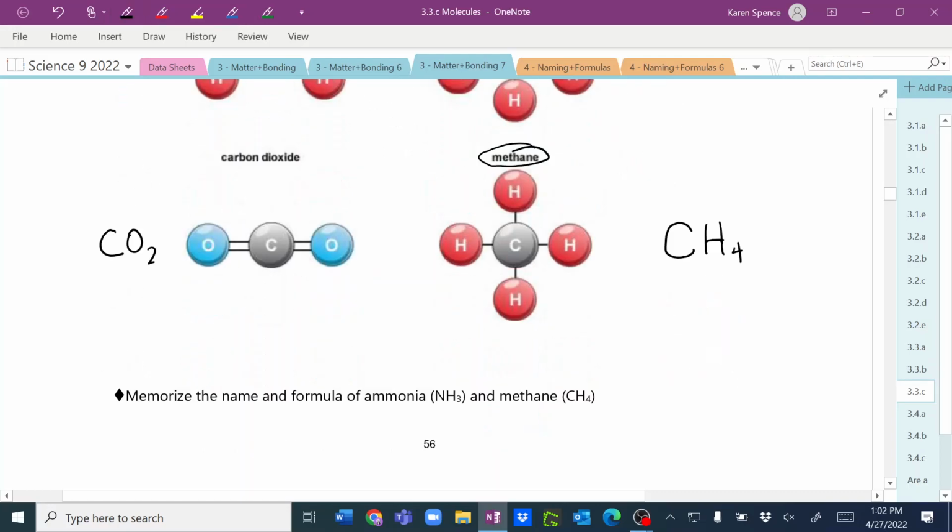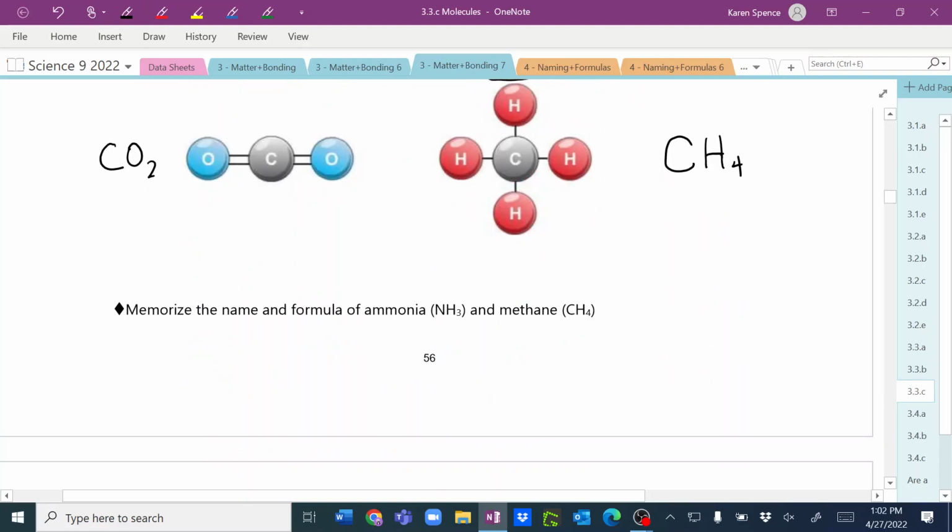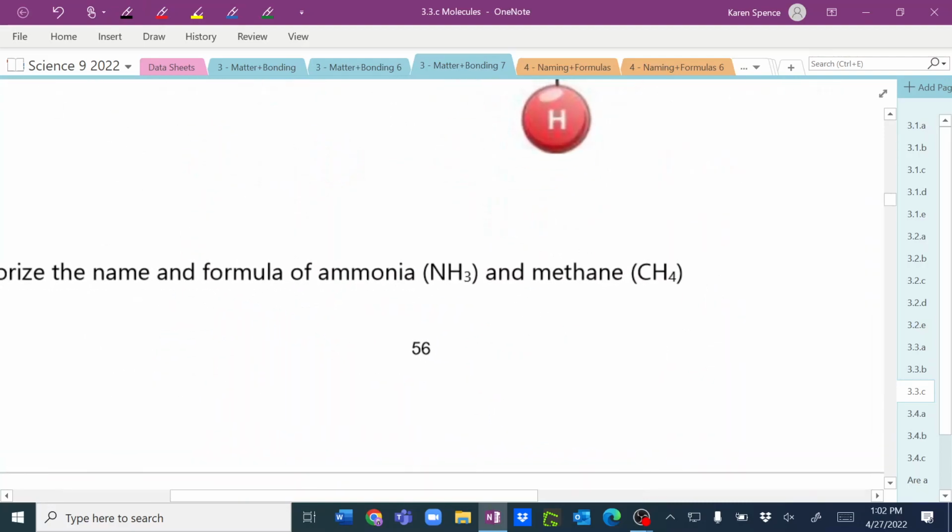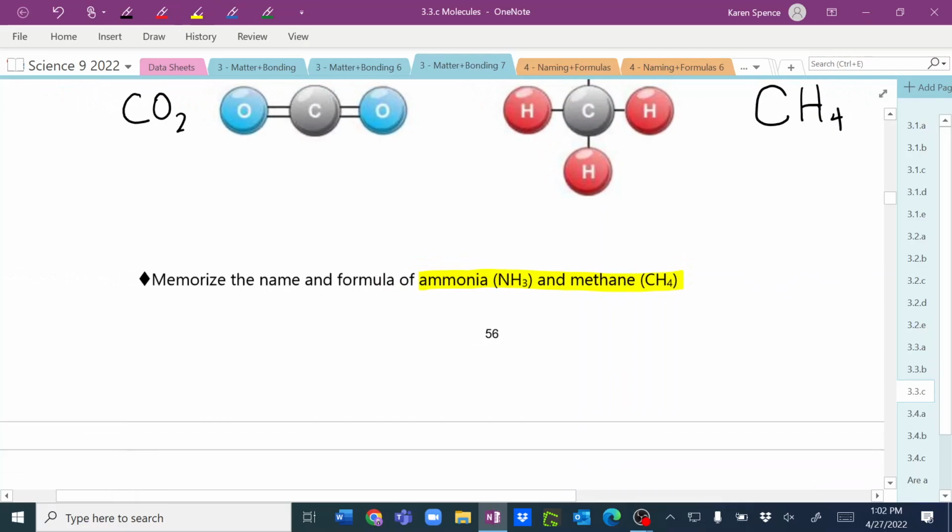No worries, okay? If you are doing the enriched stuff, you should memorize the name and formula of ammonia and methane. However, if you're not doing the enriched stuff, don't worry about it. It's not that important. Not in grade 9 for sure.